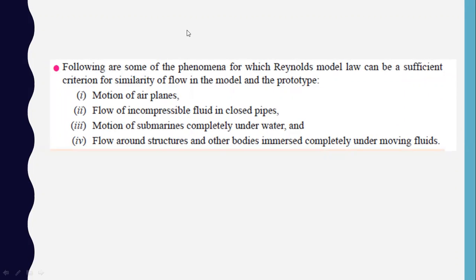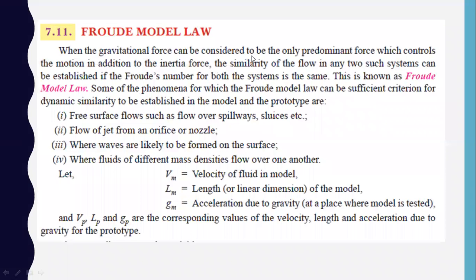The following are some phenomena for which the Reynolds model law can be a sufficient criterion for similarity of flow in the model and prototype. First is the motion of airplanes, flow of incompressible fluid in closed pipes, motion of submarines completely underwater, and flow around structures and other bodies immersed completely under moving fluids. So these are the cases where we can use the Reynolds model to check for the similitude. It is a dynamic similarity. Next we will move on to the Froude model.